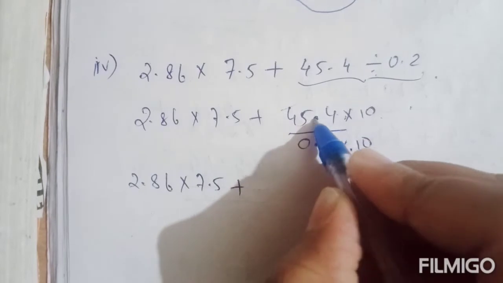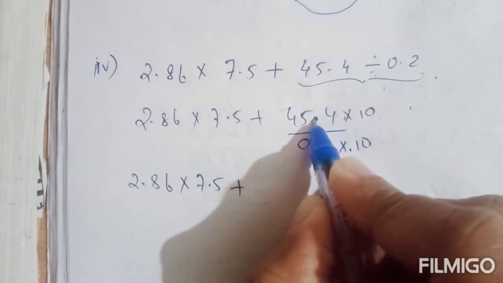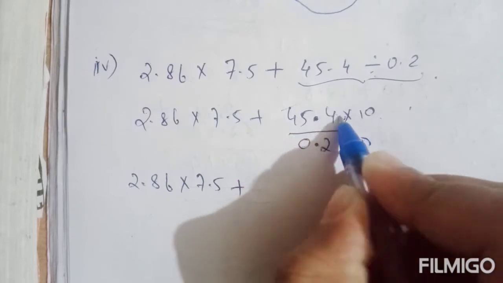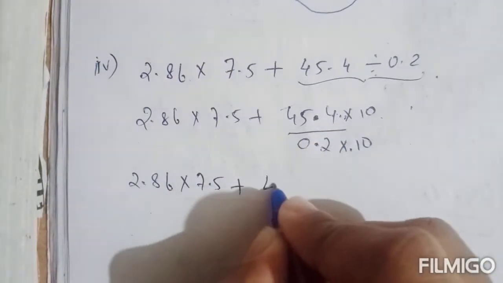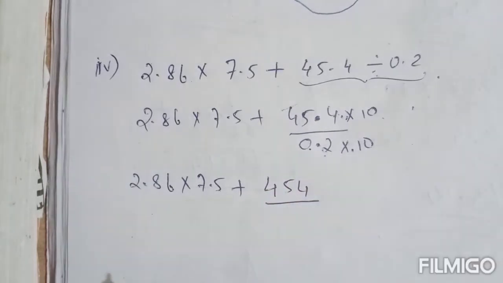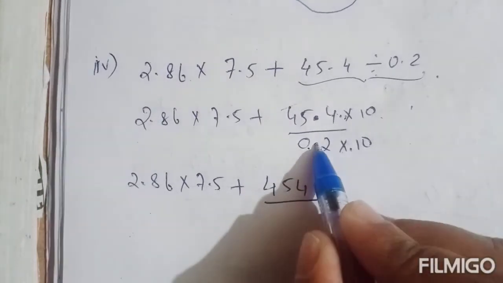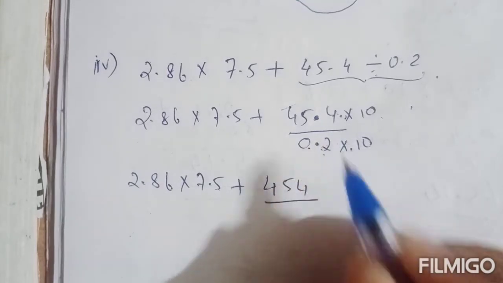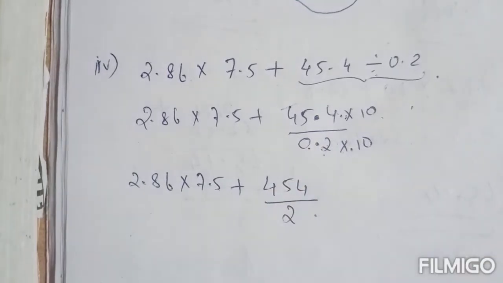Multiplication by 10, the decimal point will move one place to its right. Okay, so after 4 the decimal point will come, 454, by 0.2 into 10. Decimal point will move one place to the right. So after 2 will be the decimal point, so it is 2.